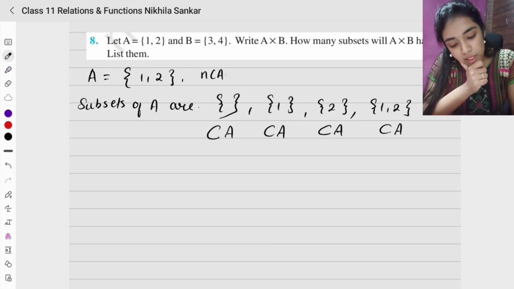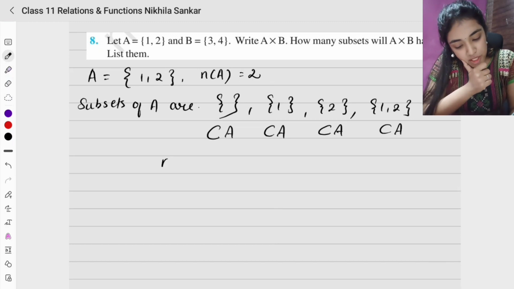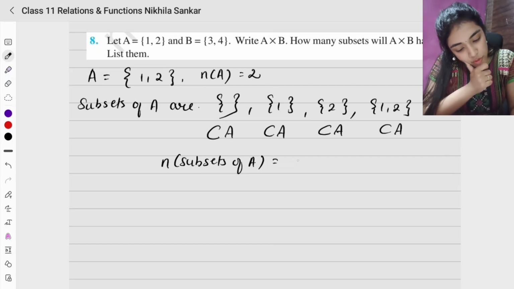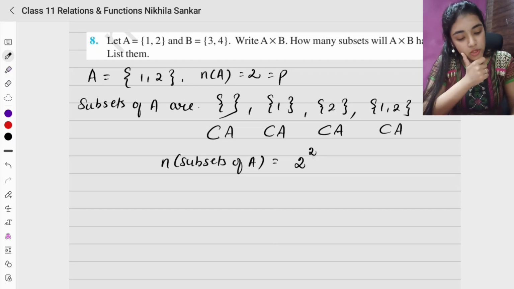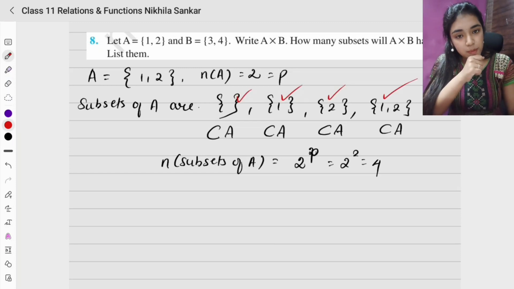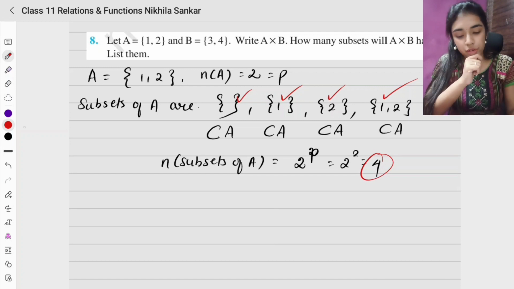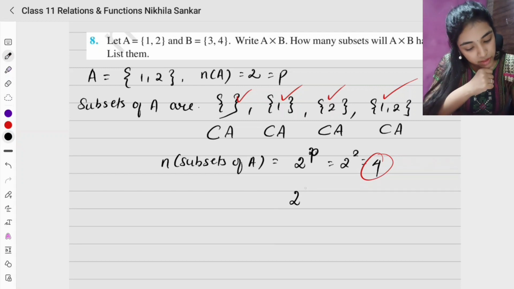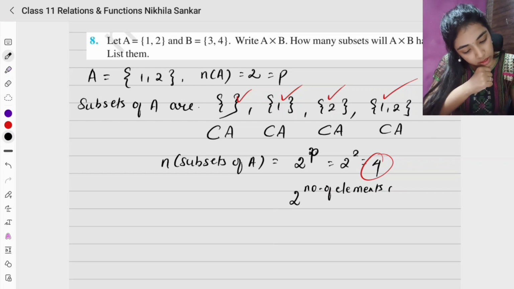Now, how many elements do I have in A? Number of elements in A is going to be 2. And how many subsets do I have? Number of subsets of A is going to be 2 to the power of 2. For example, take this to be P. So it is going to be 2 to the power of P, which is 2 to the power of 2, 4. So I have 1, 2, 3, 4, 4 subsets for A, which I just found out. So it is going to be 2 to the power of number of elements of the set.